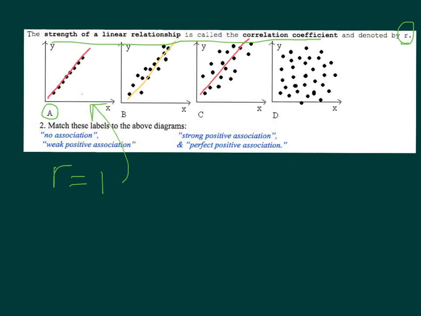Now we move our attention to graph D. These data are randomly scattered. There is no linear correlation. Therefore, the R here is 0.